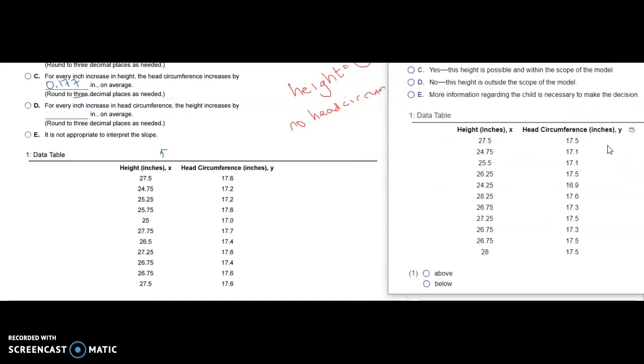So hopefully that'll help you through the rest of the parts. I know these questions are confusing, and if you miss one part, you have to start all over with a new data set. So please be patient with yourself through these questions.